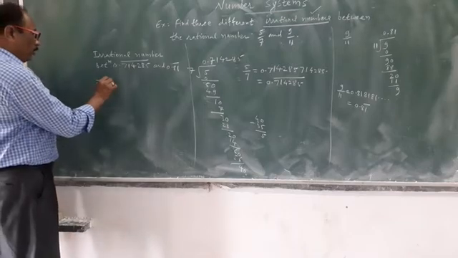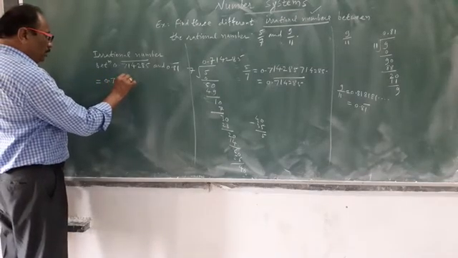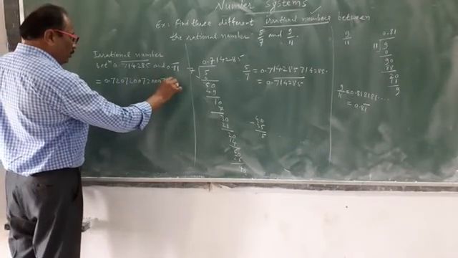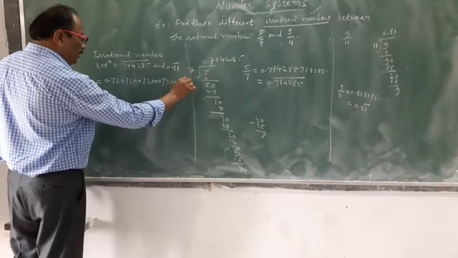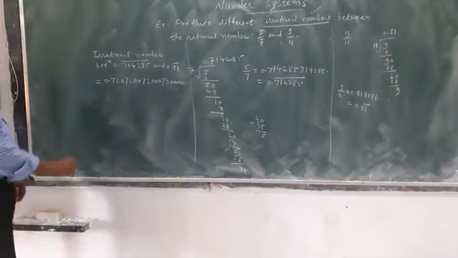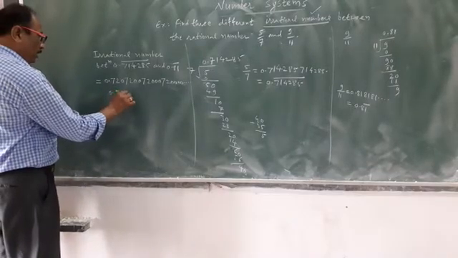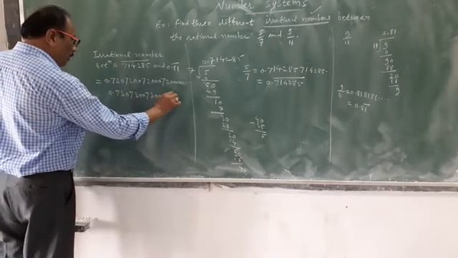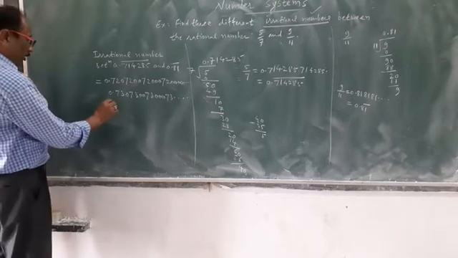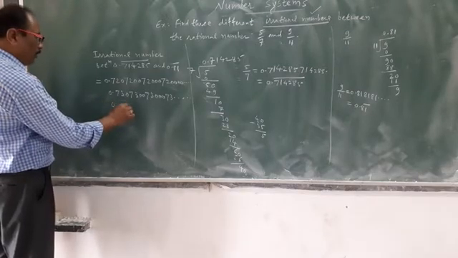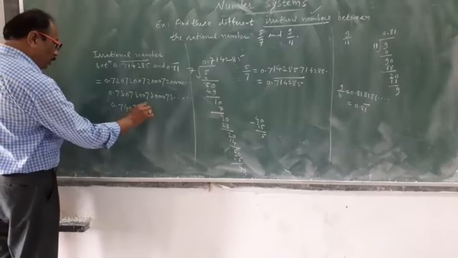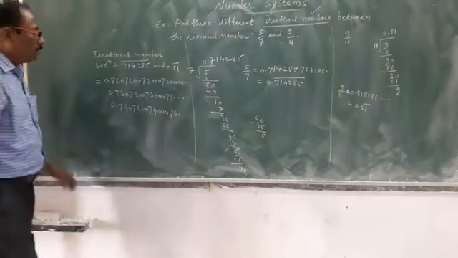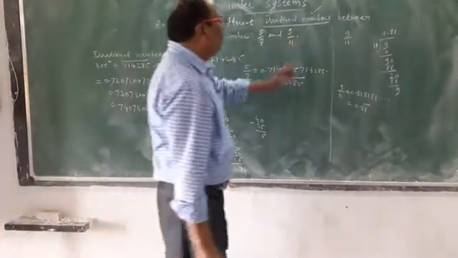We take 0.7200720000720000. Again the second number, 0.7300730073. Again, 0.740074000074. These all numbers lie between these two numbers.